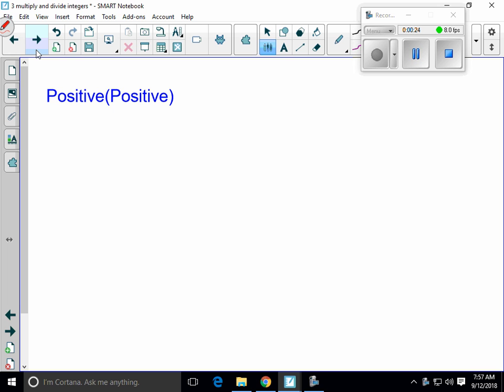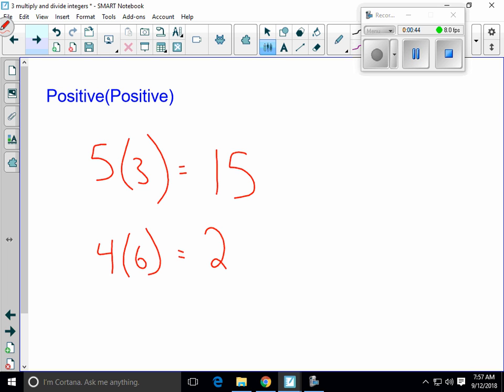Okay, so positive times a positive. In the space in your notes, we'll just make up some quick examples. Let's do like 5 times 3. You knew from when you learned multiplication, you have 5 groups of 3. That's 15. All right, if we do 4 times 6, you have 4 groups of 6. That's 24. And 2 times 5, if you have 2 groups of 5, that is 10. Okay, so positive times a positive, you always knew was a positive. That's old from elementary school when you learned multiplication.